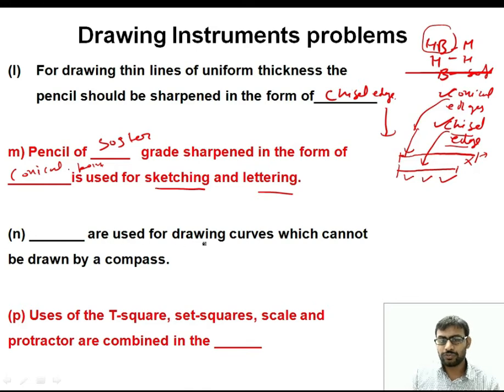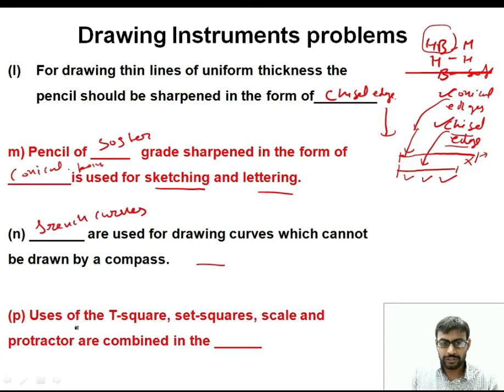So next question is, dash are used for drawing curves which cannot be drawn by the compasses. Basically, we can draw the curve with the help of the compasses, small bow compasses or large size compasses. But for the freehand curves, that will be drawn with the help of the French curves.